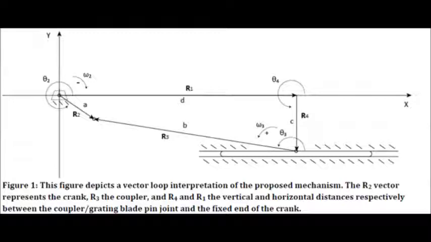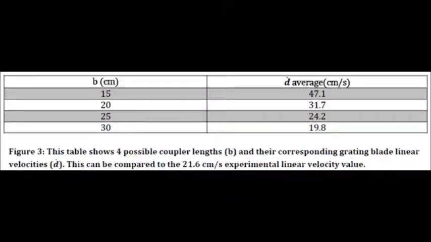Experimental data was collected by simulating the motion of the mechanism. This data led to our assumptions of 2 revolutions per second for the crank and 21.6 centimeters per second for the handheld grater. This table shows a relationship between the length of the coupler B and the linear velocity of the grater, d dot average.